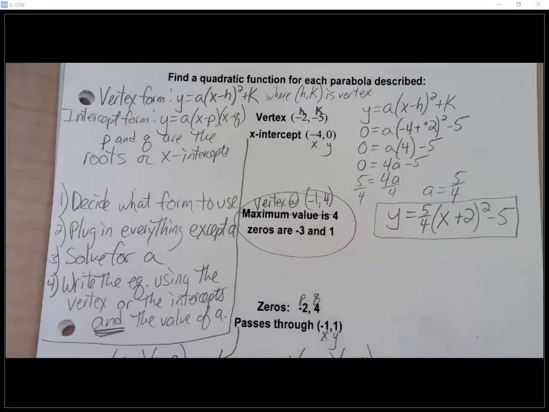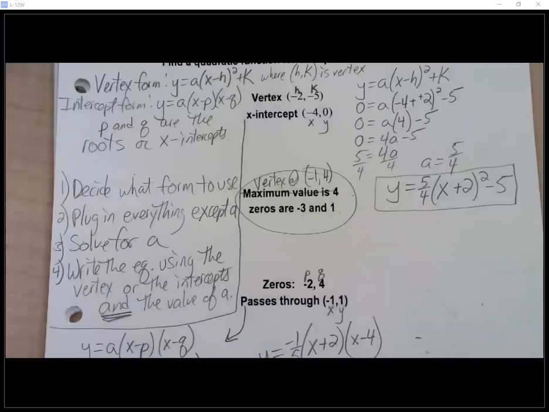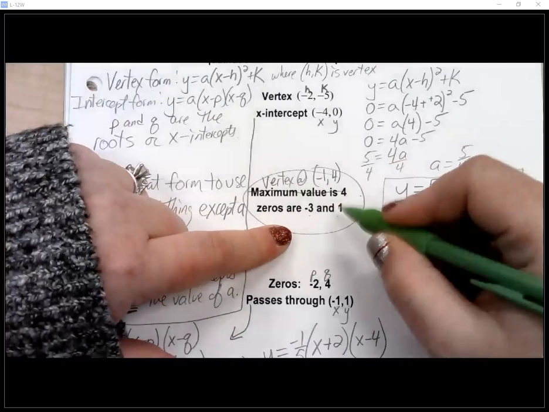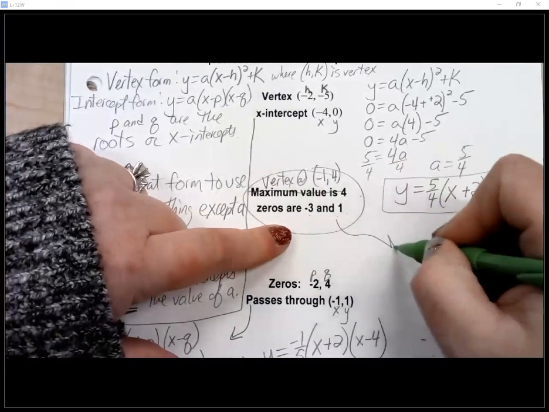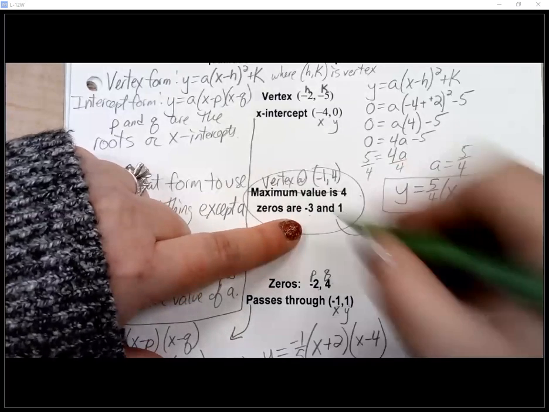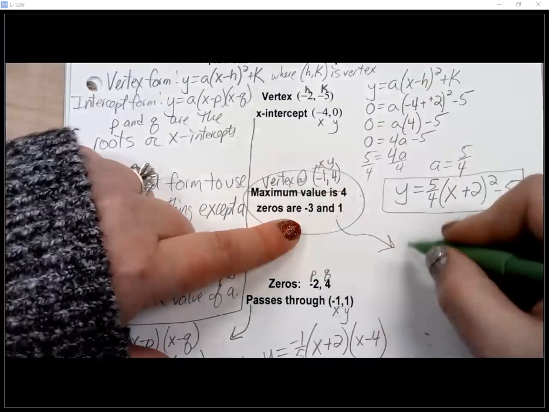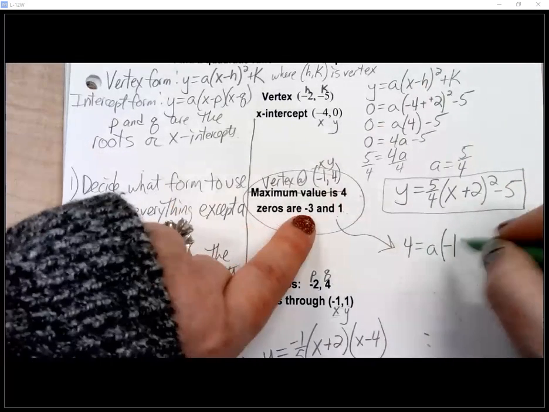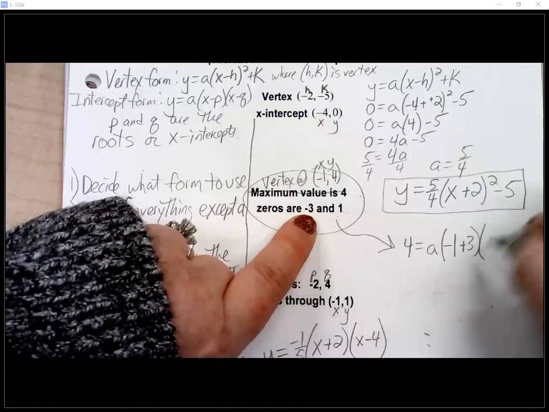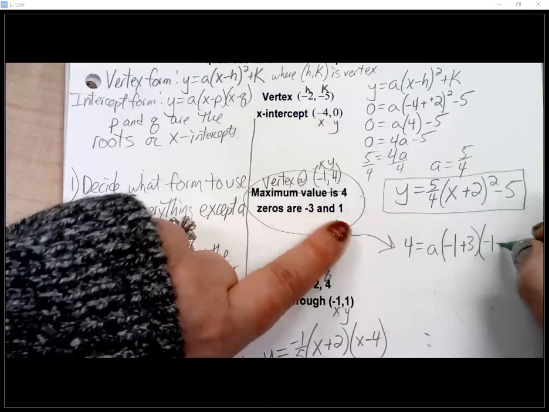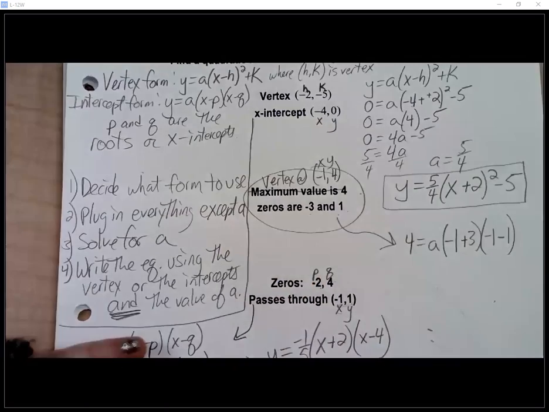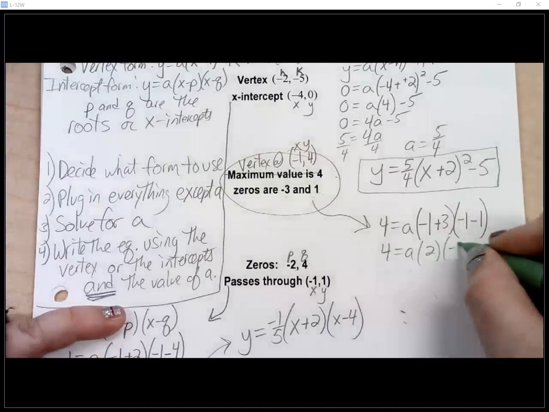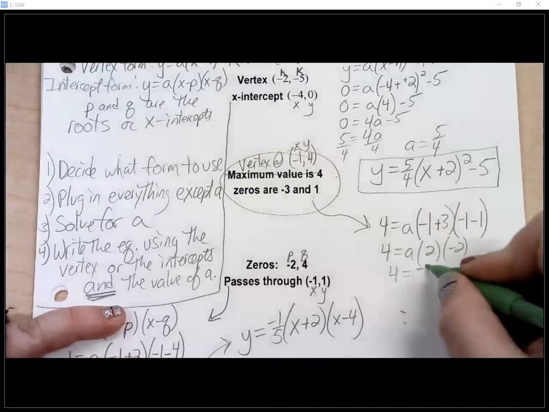Okay, we got an answer? Yeah, so here's what I would have done. Again, if you use vertex form, yours is probably going to look a little bit different. I would have used this as my x and y. So I'd have 4 equals, I don't know what a is yet, but x is -1 minus -3, so it turns into a plus. And then x again, -1 minus 1. Go ahead and solve for a. That's 2, that's -2. So I get 4 equals -4a. So a is -1.